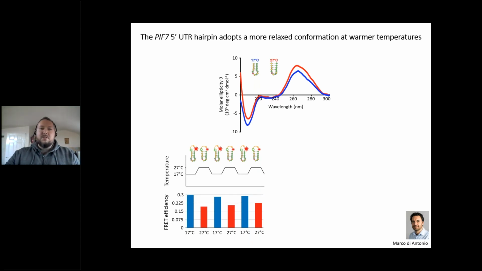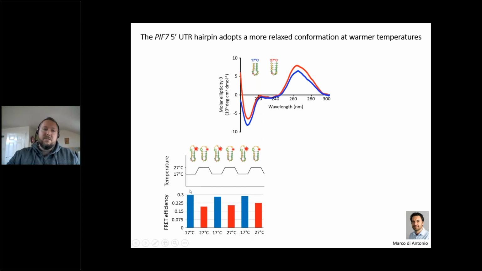So in these measurements, you tag either side of your sequence of interest with a FRET fluorophore. And then if a tight hairpin is formed, these fluorophores will be very close together and you get high FRET efficiency. However, if that conformation changes and the hairpin relaxes, the distance between the fluorophores will increase and thus the FRET efficiency will drop. And this is exactly what Marco observed here.